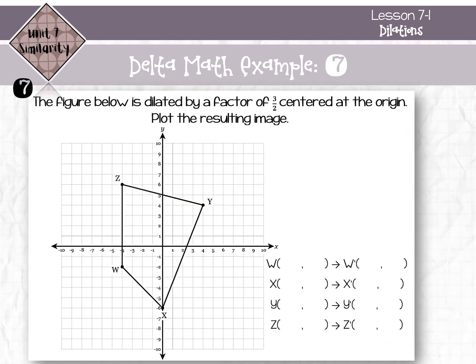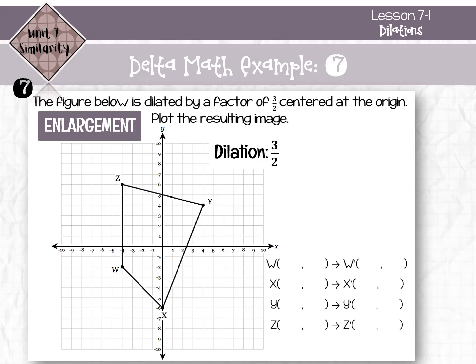Example 7, same kind of thing. Quadrilateral this time. Four-sided figure, scale factor 3/2. It's an enlargement.